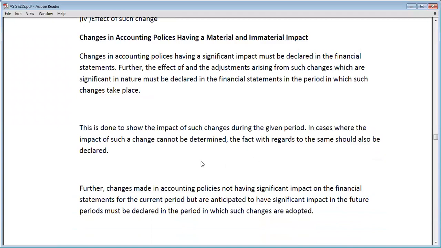In cases where the impact of such a change cannot be determined, the fact with regard to the same should also be declared. Yes. So if you know what impact these changes will have in the given period, then you have to clearly mention that amount.